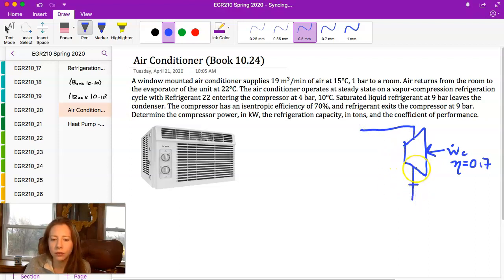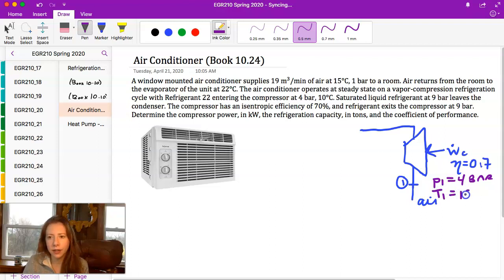So this is state 1, and we're dealing with air. And I'm going to do this in a different color so we can see. P1 is 4 bar and T1 is 10 degrees Celsius. Okay, so then here we're at state 2, and P2 is 9 bar.